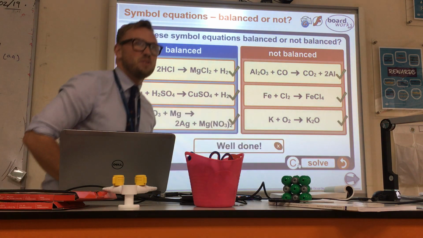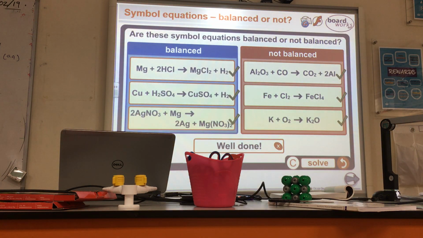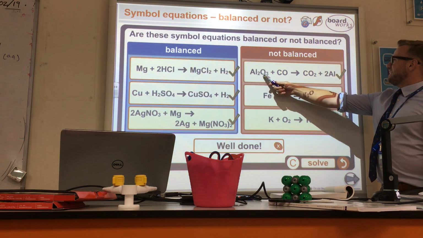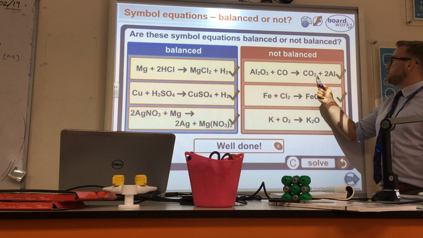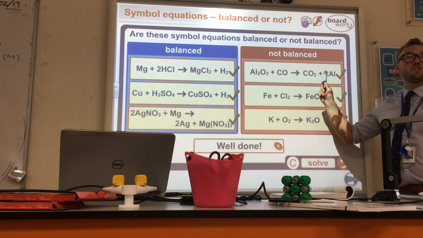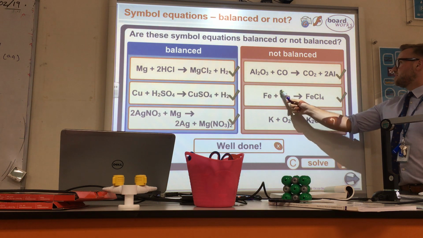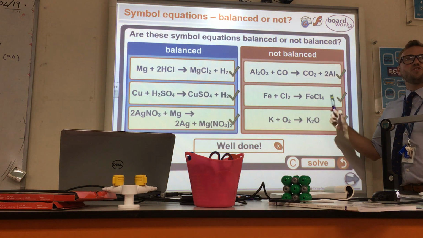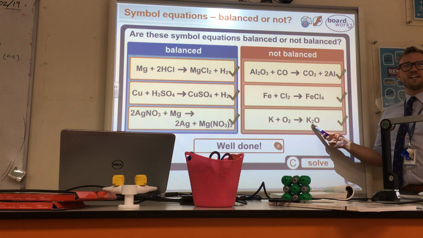Okay? Can you see how you instantly just need to check that the atoms on both sides match up? Now, how do you do it quickly? Well, there's no quick way really. You just have to go through them. Here we can see there's 3 oxygens there. 1 there. 1 there, that's 4, but only 2 on this side. The aluminium's balanced, that's okay. Carbon's balanced, but the oxygens don't. Not balanced. Here, we can see that iron's balanced, that's fine. The chlorine, there's 2 there, but there's 4 there, not balanced. Here, we can see there's a K, and then there's K2 on this side, not balanced.